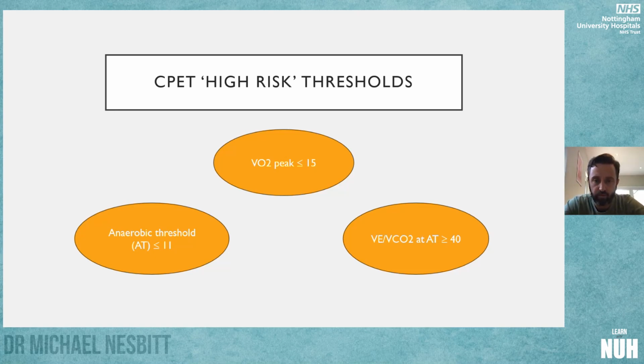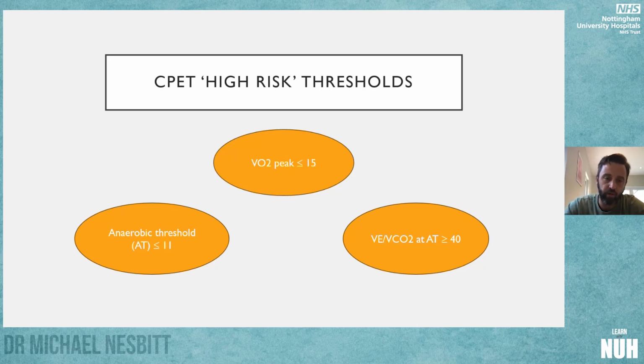I'm sorry for those who are more familiar with CPET, but for those who aren't, to give you an overview, there are multiple thresholds that we get from a CPET test, but the three that have been most broadly studied specifically for perioperative risk prediction are peak VO2, so the peak rate of oxygen uptake, and a value of less than 15 mL/kg/min is deemed to predict higher risk. Anaerobic threshold, or the VO2 at which oxygen demand exceeds supply and the patient starts to metabolize anaerobically, of less than 11, and the ventilatory equivalent for CO2.